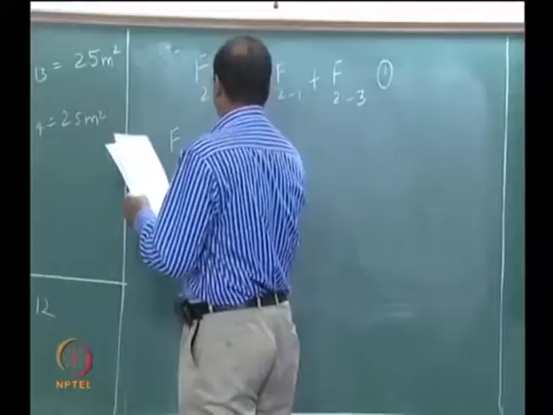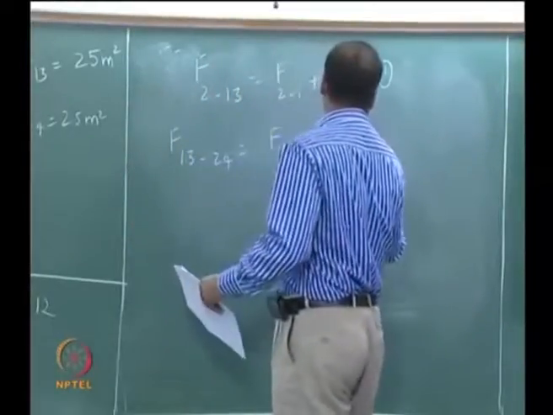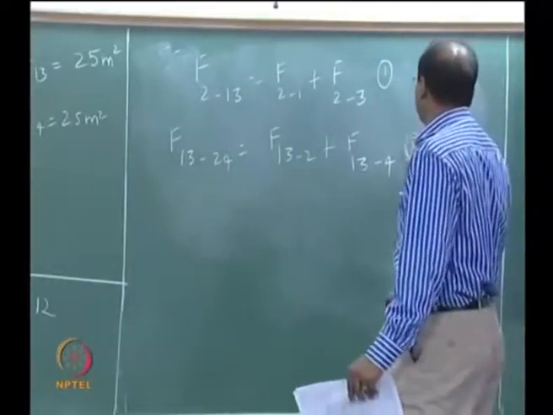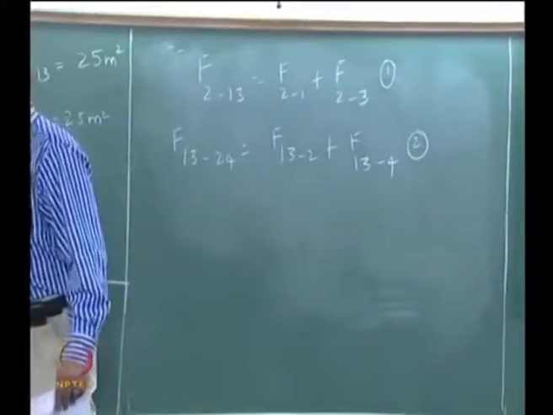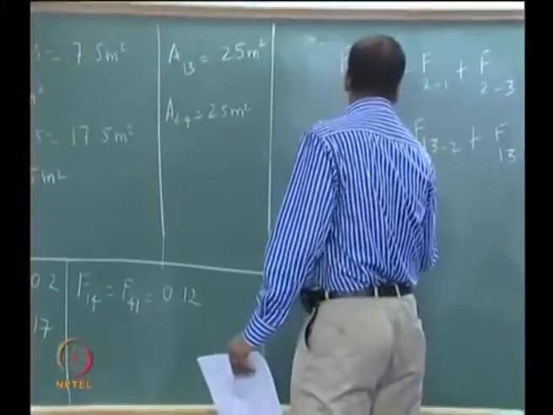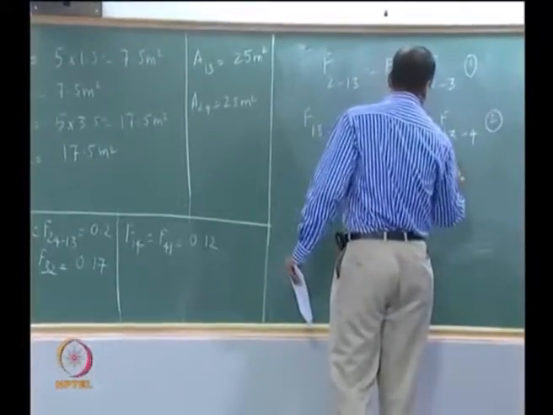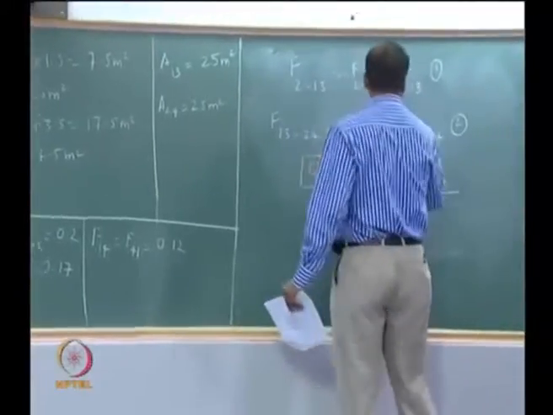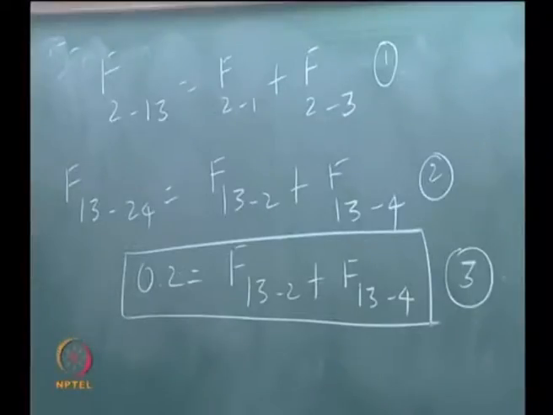F1324 is equal to F1322 plus F1324. Now we can do something with this. Left side is 0.2, you know, right? F1324 is 0.2, we already got. Therefore, from the first one, F2 to 3 is known.